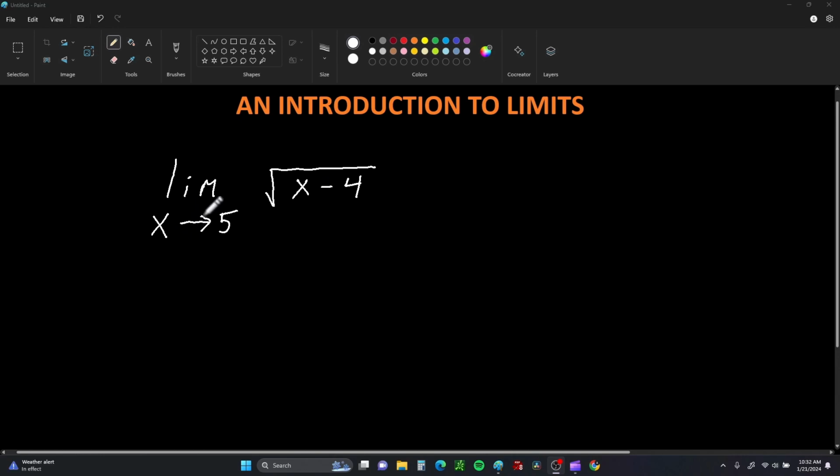For this one, as x approaches 5, this function would become the square root of 5 minus 4, so the direct substitution method works here, and this would then become the square root of 1, so this limit equals 1.